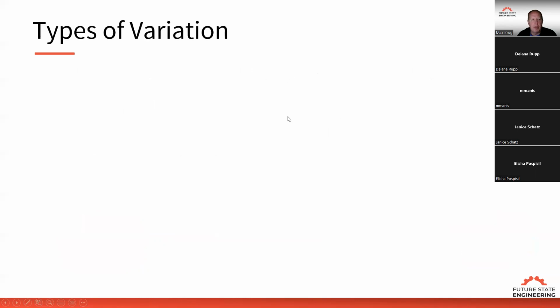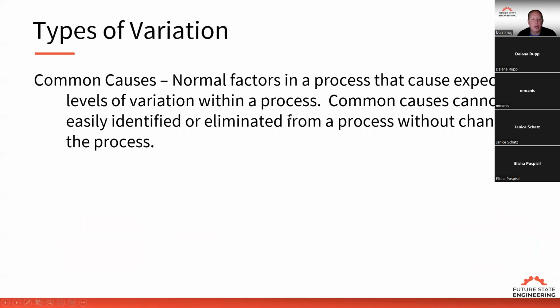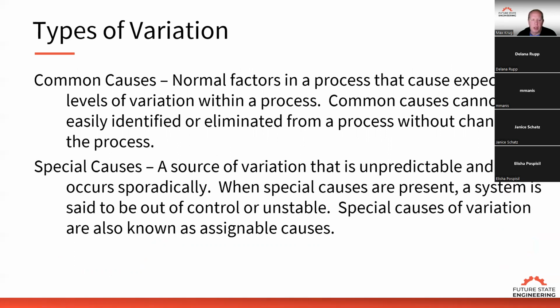There are two types of variation. The first one is what we call common cause. Common cause variation is inherent in the process, so we can't reduce it unless we change the process itself. The second type of variation is what we call special cause variation. This is variation that's unpredictable and happens sporadically. And we call it assignable cause because we can assign the reason.